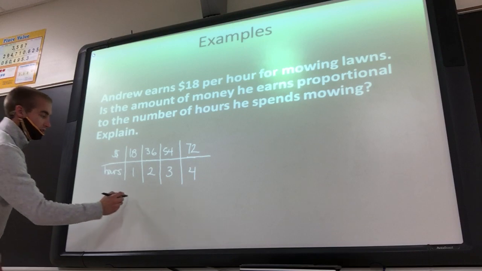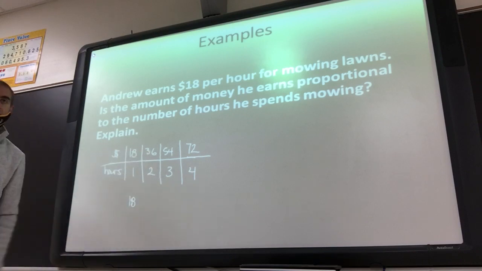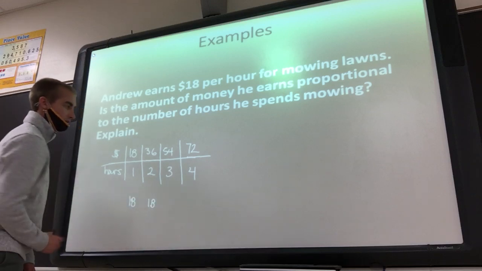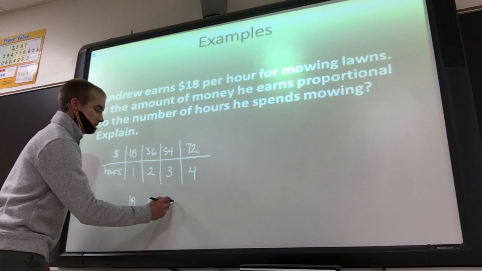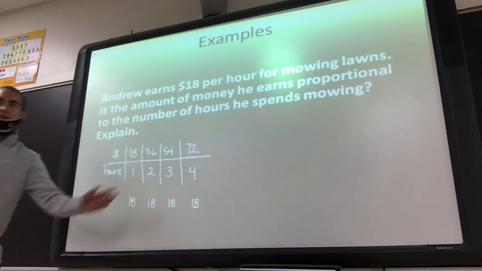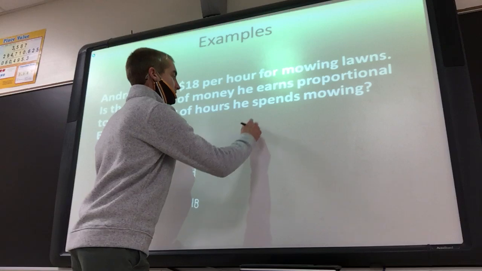I'm going to write the unit rate down here. 18 over 1, or 18. What's 36 divided by 2? 18. 54 divided by 3. And 72 divided by 4. 18. So all of these get us a unit rate of 18, which means this is proportional. So we're going to say it is proportional.